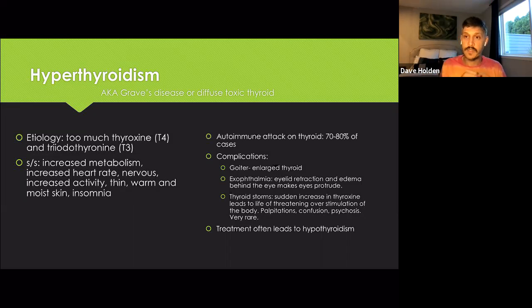Your skin starts to become very thin. It keeps you awake, so you get insomnia. Most of the time, what's going on here is an autoimmune attack on the thyroid gland. But the way that we usually treat that usually leads to the opposite condition, which is hypothyroidism. So there's a really fun catch-22. One of the complications of hyperthyroidism is goiter, which is an enlarged thyroid.